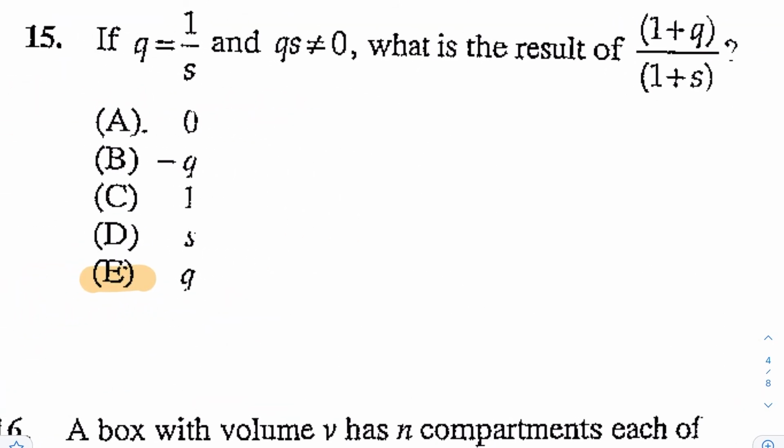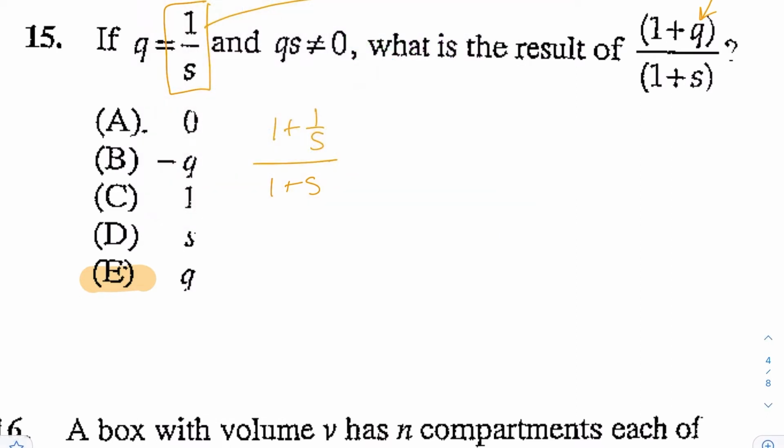All right, next for number 15, if q is equal to 1 over s and qs is not equal to 0, what's the result of (1 plus q) divided by (1 plus s)? So here, you know that q is equal to 1 over s. So you can actually just substitute in and replace q with 1 over s. So the numerator becomes 1 plus 1 over s. The denominator is still 1 plus s.